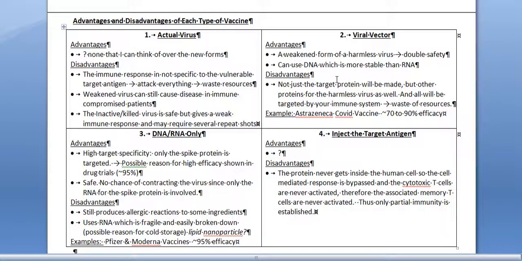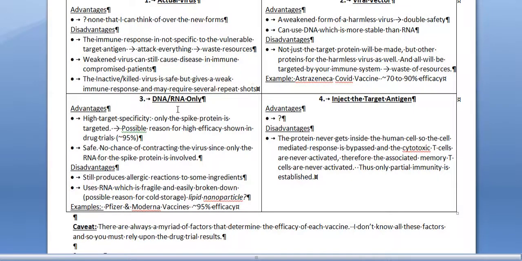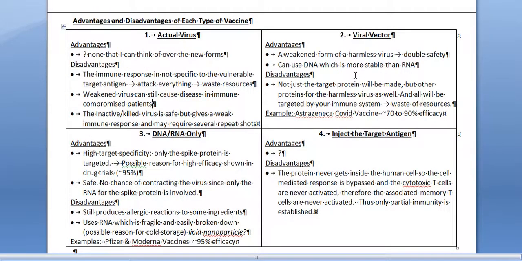What they do is they splice in the DNA for the spike protein. It's been shown to be between 70 to 90% effective. The 90% is a special regimen where you get a half dose and then a full dose. The full dose gives 70%. Those are decent numbers for a typical vaccine.